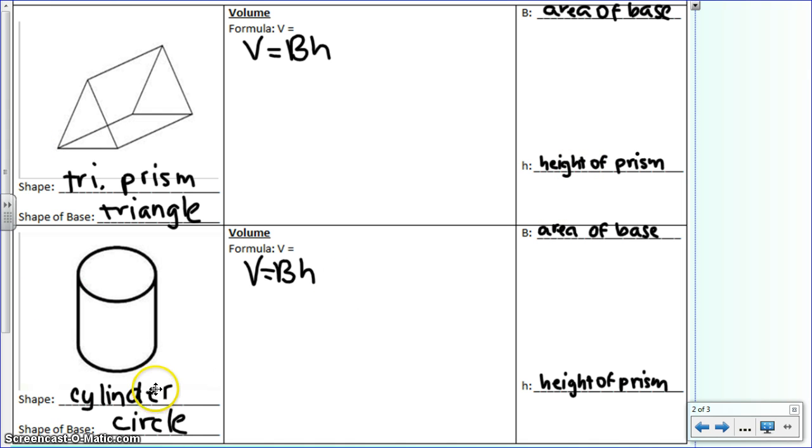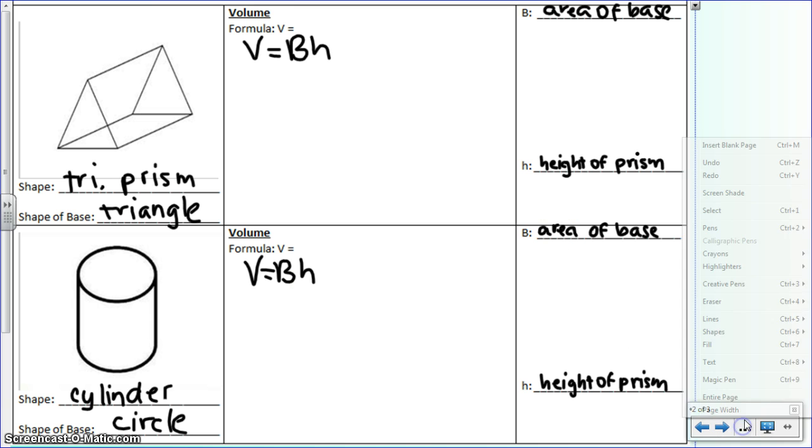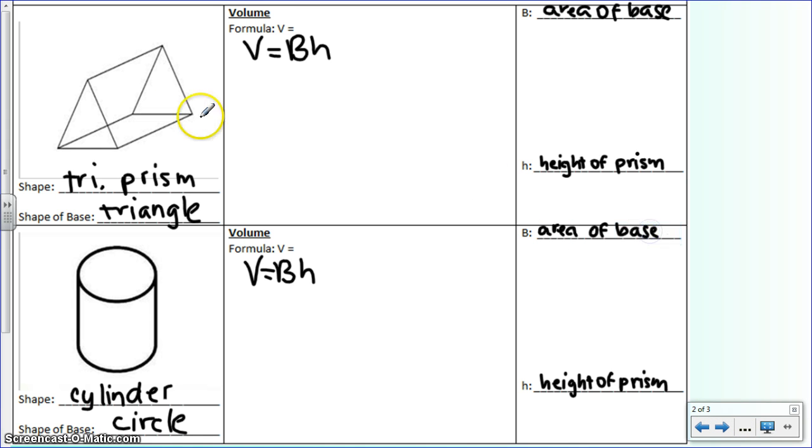This bottom one is a cylinder, which means that the shape of the base is a circle. Volume of a prism or a cylinder is still area of the base times the height of the prism. All right, now let's fill in some measurements and see how well you guys can do. These are a little bit trickier, but not that much.